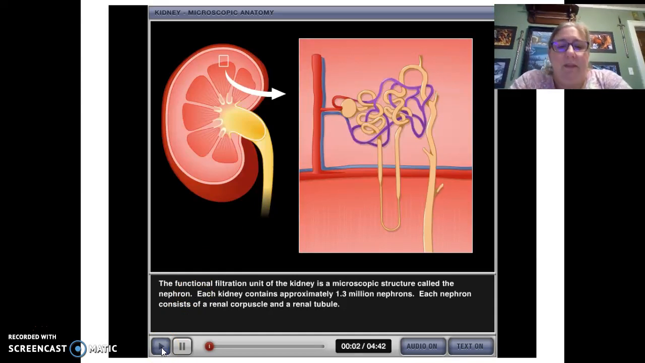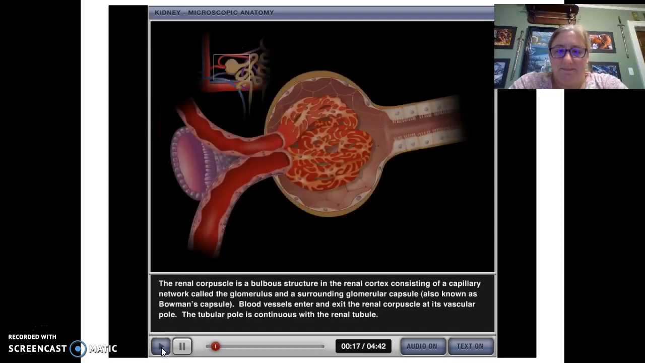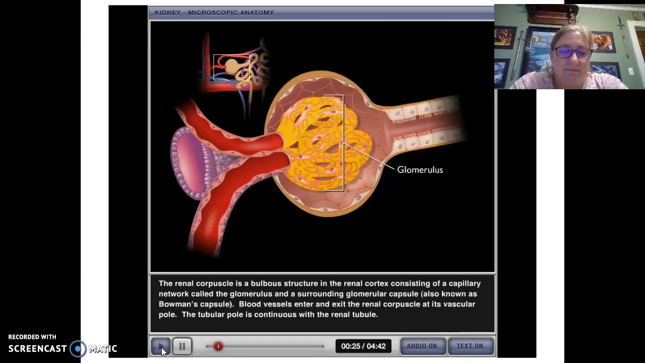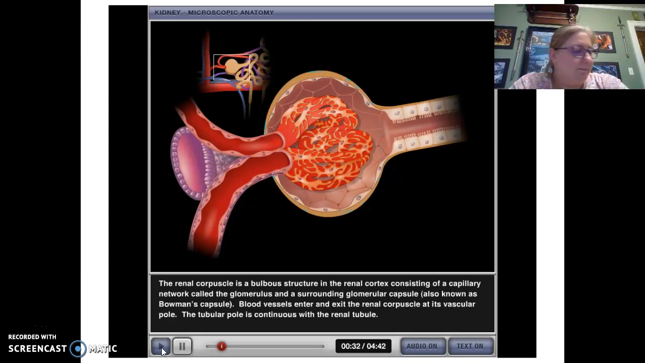The functional filtration unit is a microscopic structure called the nephron. Each kidney contains approximately 1.3 million nephrons. Each nephron consists of a renal corpuscle and a renal tubule. The renal corpuscle is the broadest structure in the renal cortex, consisting of a capillary network called the glomerulus, and the glomerular capsule, also known as Bowman's capsule. Blood vessels enter and exit the renal corpuscle at the vascular pole. Its urinary pole is continuous with the renal tubule.